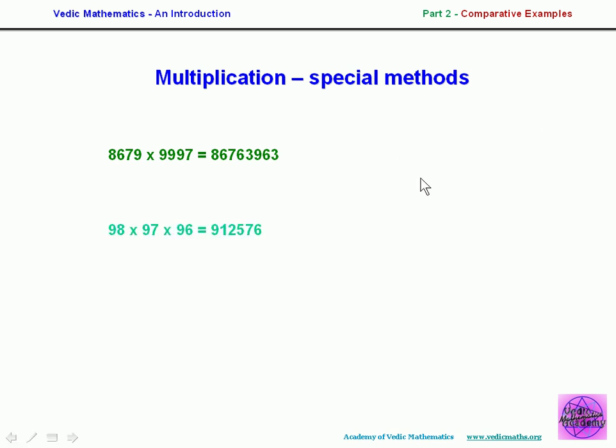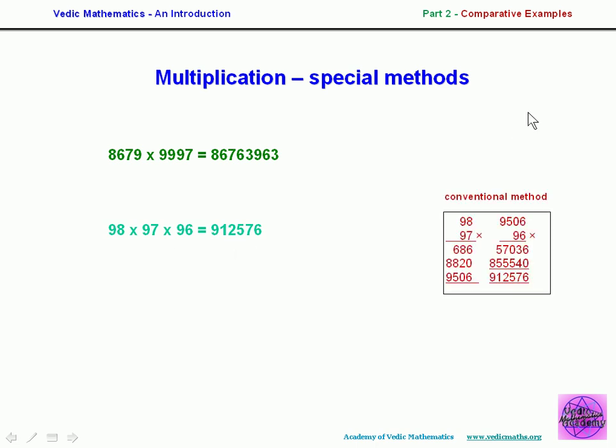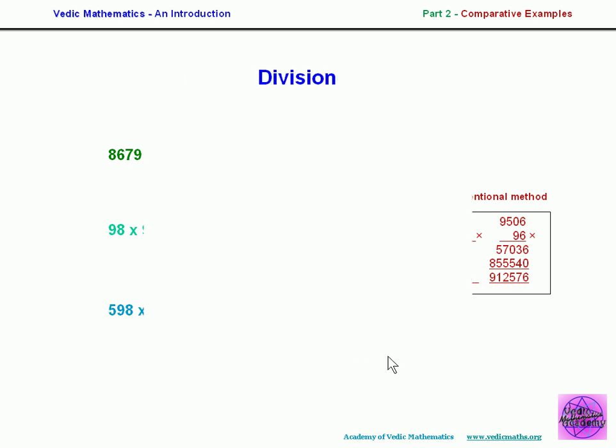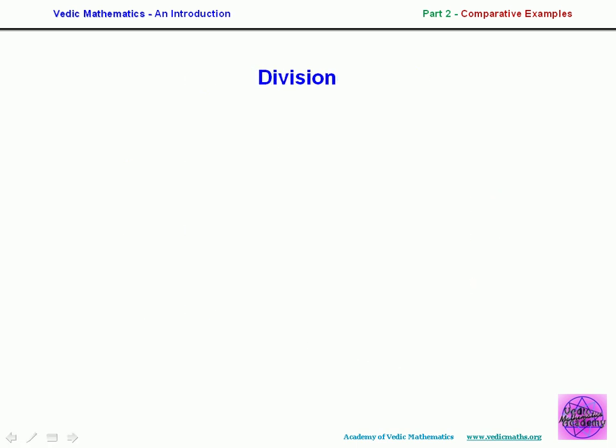Multiplying three numbers near a base, we can write the answer straight down in the Vedic system, but in the conventional method, we'd have to do two multiplications like this and finally get the answer. And here we've got two numbers that are near to different bases, 600 and 400, and there are many other types of multiplication in the Vedic system.